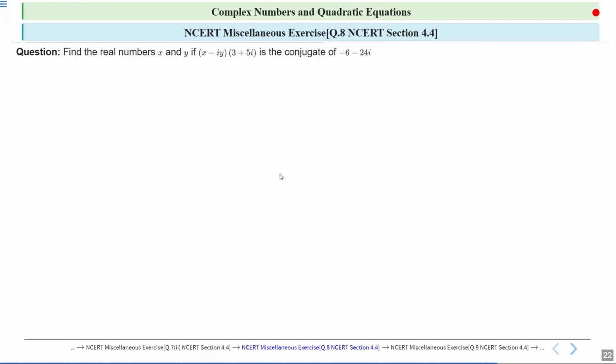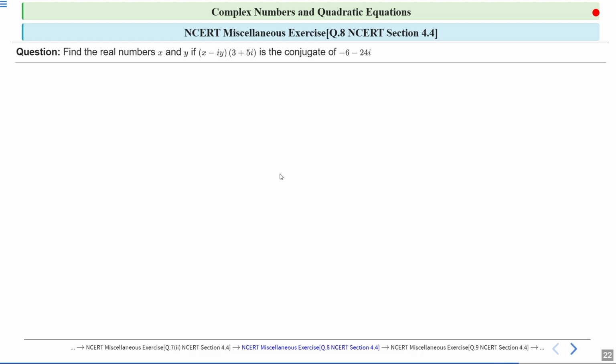So let's examine this question together. We are asked to find the real numbers x and y such that the product x minus iota times y times 3 plus 5 times iota is the conjugate of minus 6 minus 24 times iota. Remember, iota is the imaginary unit, and the conjugate of a complex number a plus b times iota is a minus b times iota.